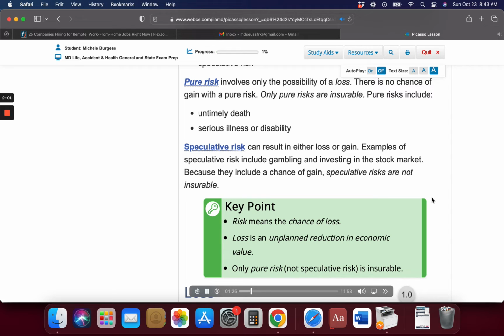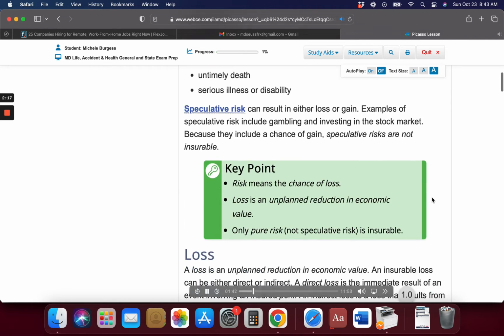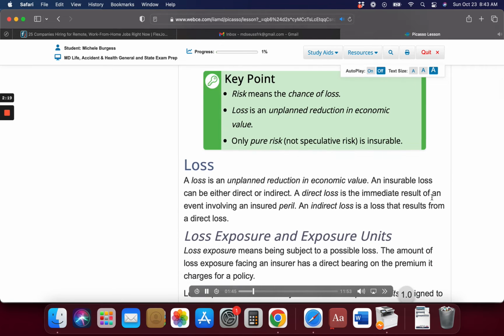Speculative risk can result in either loss or gain. Examples of speculative risk include gambling and investing in the stock market. Because they include a chance of gain, speculative risks are not insurable. Key point. Risk means the chance of loss. Loss is an unplanned reduction in economic value. Only pure risk, not speculative risk, is insurable.